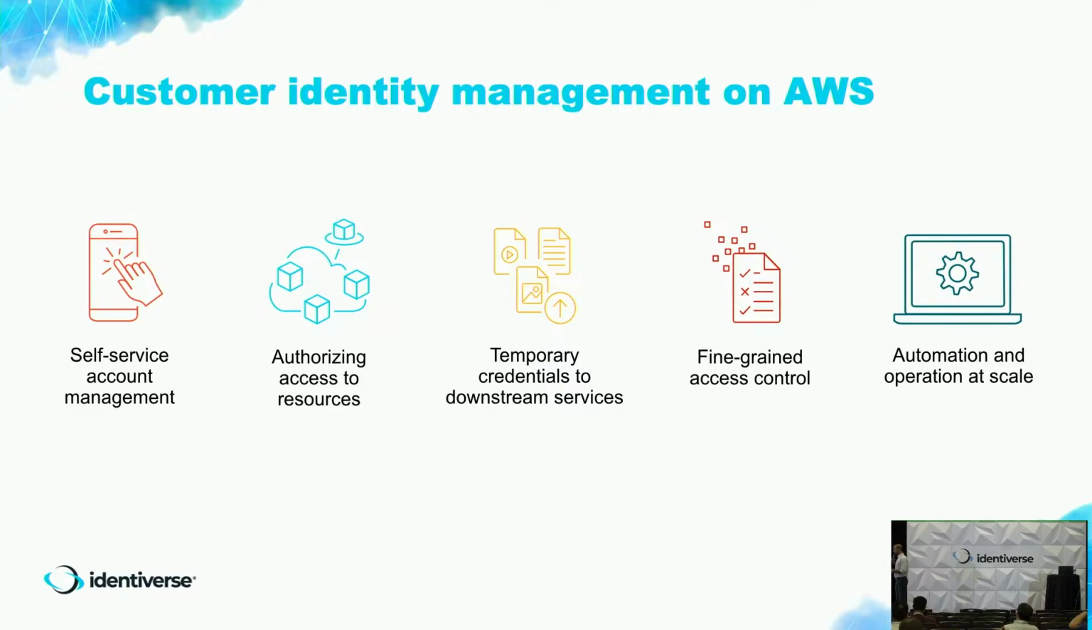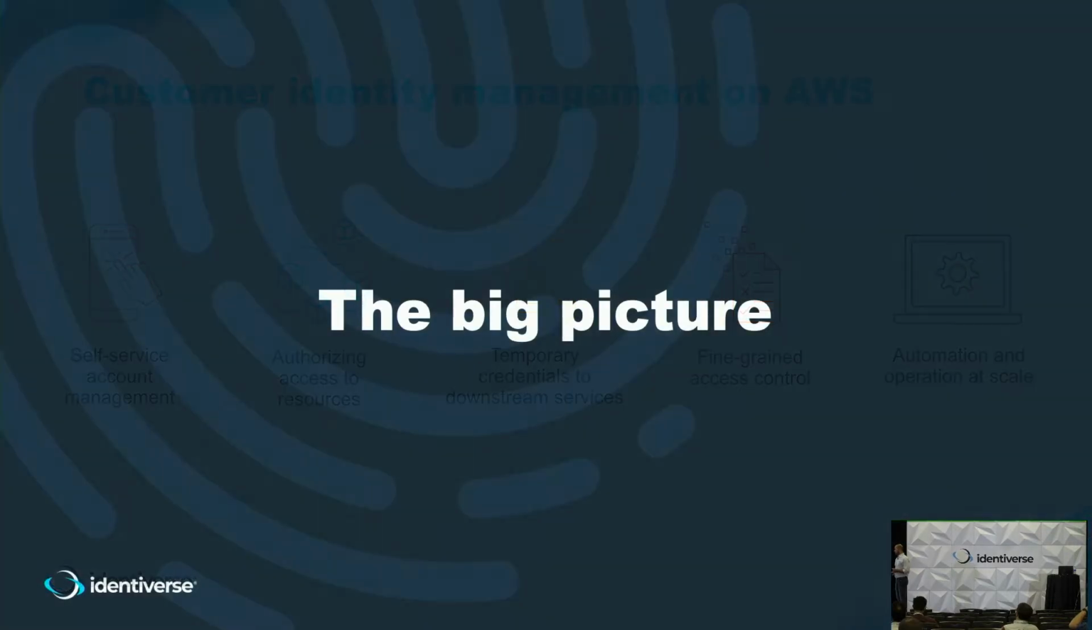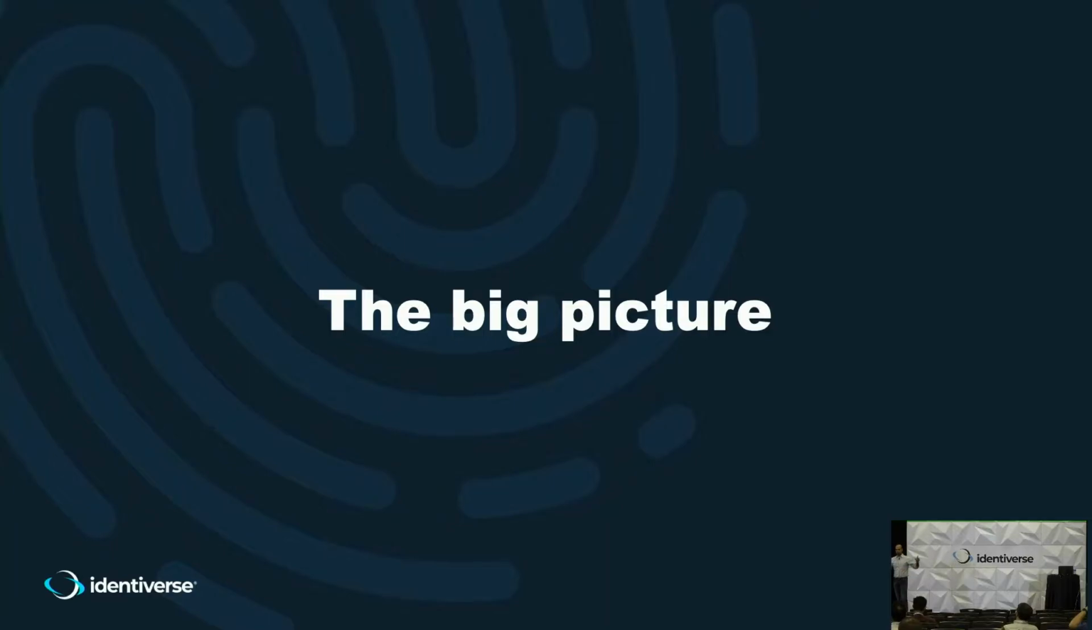So these are the common set of features that almost every B2C application needs to build. If you are running on AWS, you will also need temporary credentials and all of these good things. Now, let's look at the big picture, how these features can be implemented and which services, who's doing what in this picture on the AWS platform.